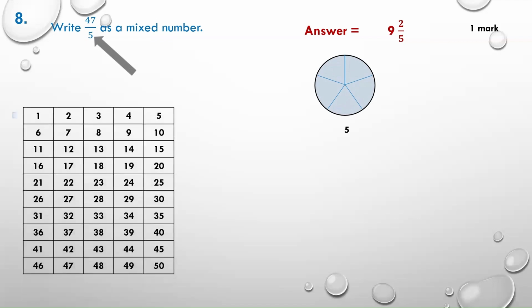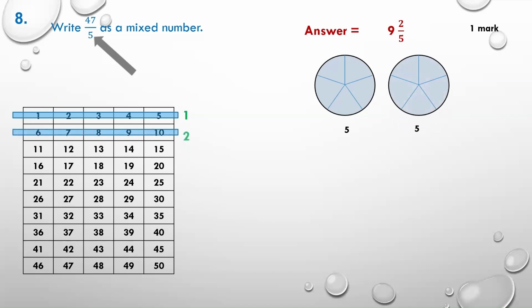And of course, we could put a little counter here for us. One whole took up 5 parts. And if we used another whole, that will give us another 5 parts. So in total, we have 5 and 5, 10 parts out of the 47. So those 10 parts give us 2 wholes.